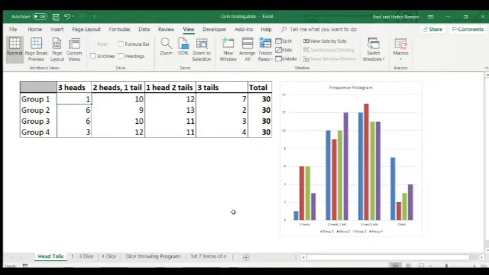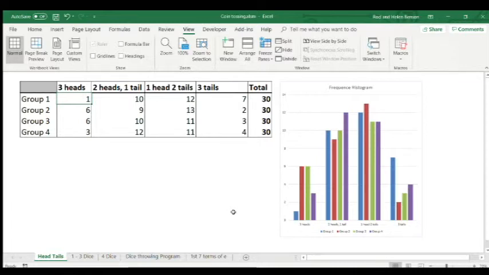Can you see the pattern? Looking at the data, it is clear that two heads and two tails scores consistently higher in all the groups than having all tails or all heads, despite, of course, some variation between the groups. The reason this is so is because there is three times more ways of getting two heads or two tails than there are of getting all heads or all tails.